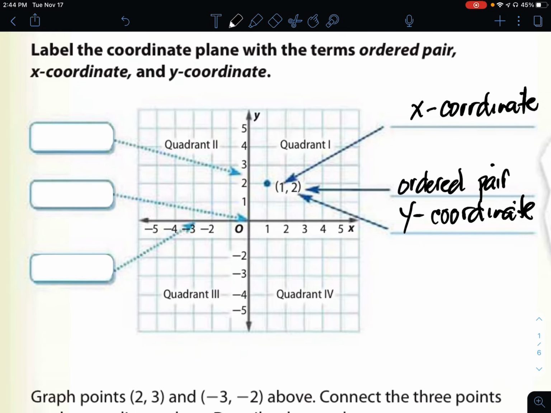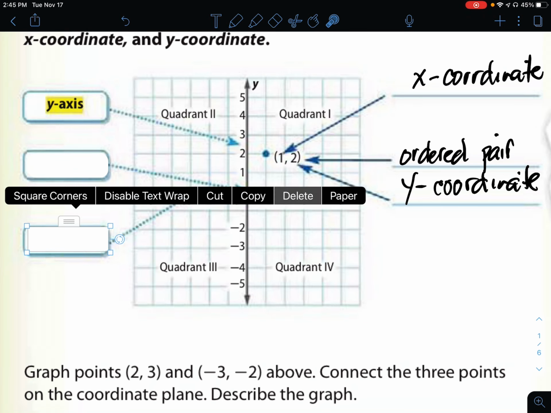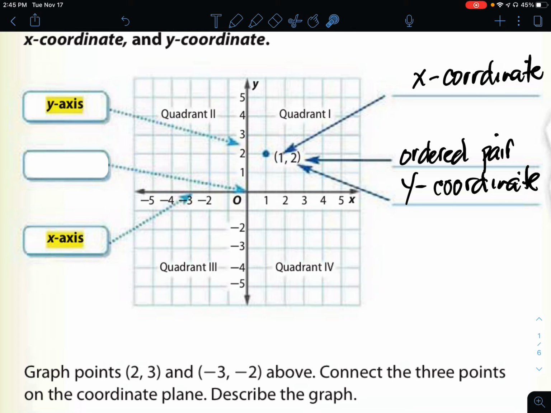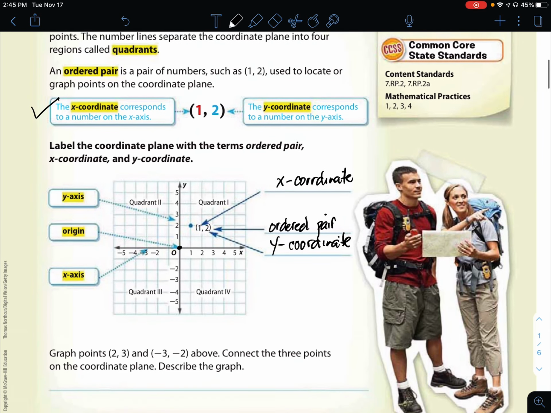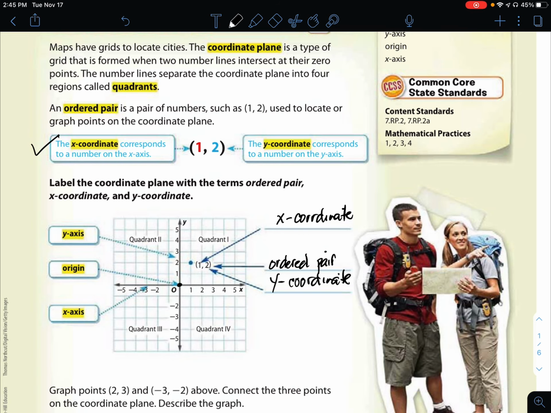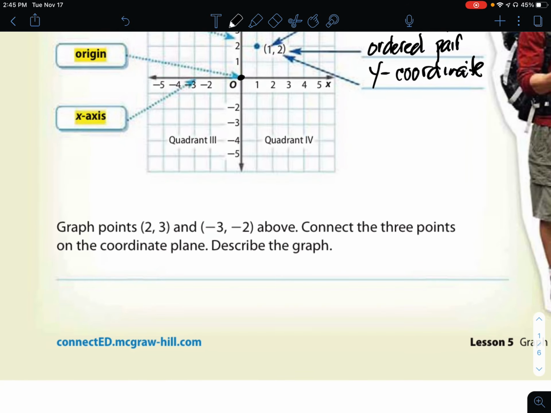Now let's label other things in our coordinate plane. The vertical number line is called our y-axis. See here, the vertical number line again is our y-axis. The horizontal number line, this one right here, is called our x-axis. That's the reason why you have an x there; that's our horizontal number line. And where they intersect, right at this point, is called our origin. So those are some definitions that you need to know about the coordinate plane. We're able to define coordinate plane, quadrants, ordered pair, x and y coordinates, the x and y axes, and the origin.